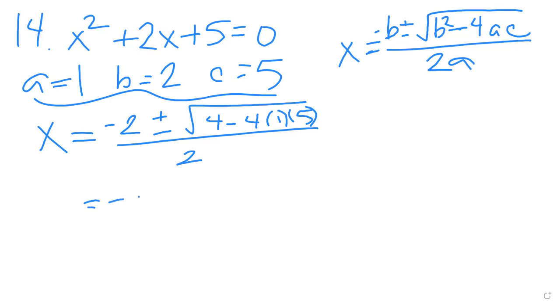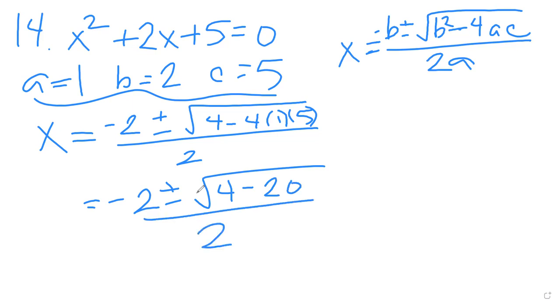So that leaves us with negative 2 plus or minus the square root of 4 minus 4 times 1 and 5 for 20, over 2. Negative 2 plus or minus the square root of 4 minus 20, negative 16, all over 2.